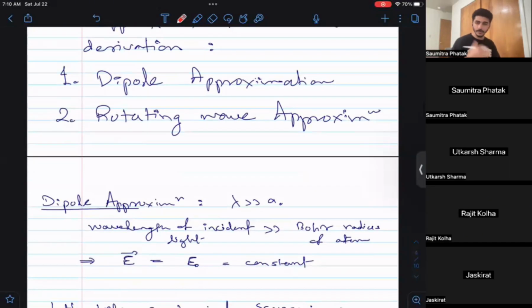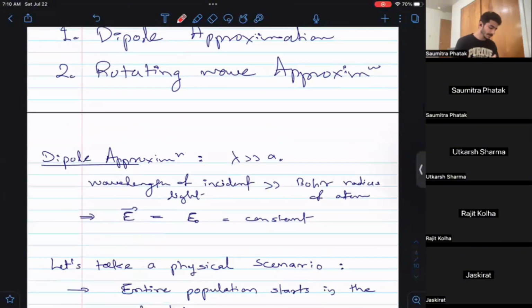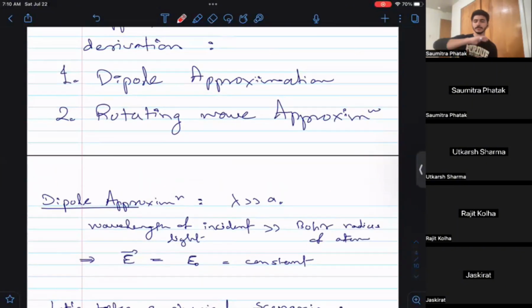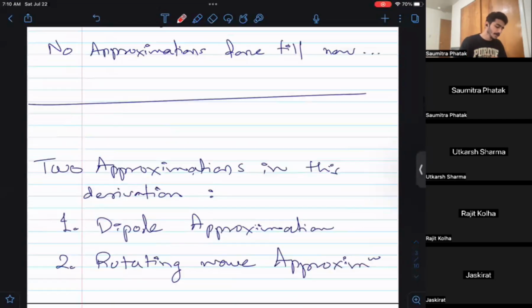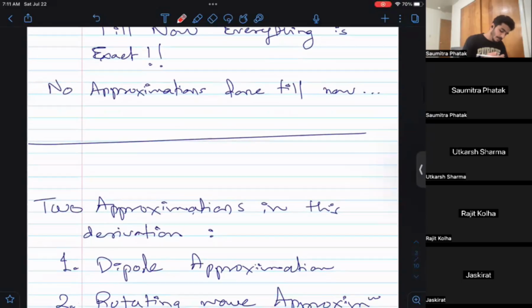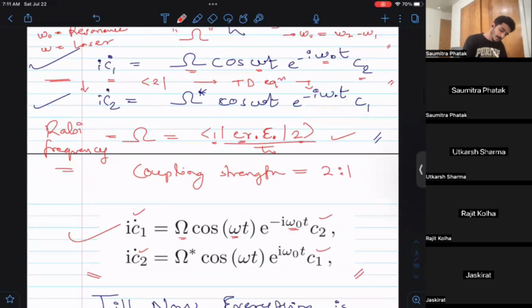Before starting from there, I want to explain what the dipole approximation is, because this is a good point to do a dipole approximation to simplify the term which we already got for the Rabi frequency. So this is the term we get for the Rabi frequency, and if you want to simplify this term, what we want to do is take the E naught term outside the integral. And when can we do that?